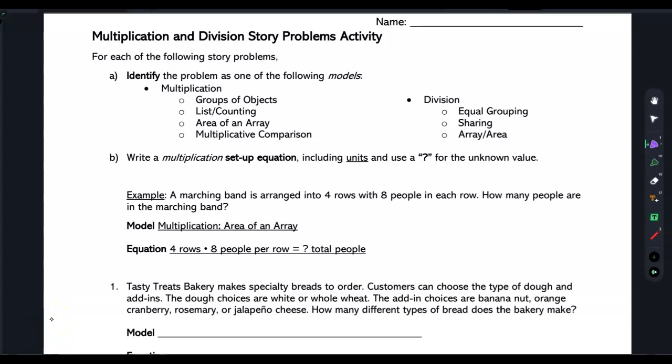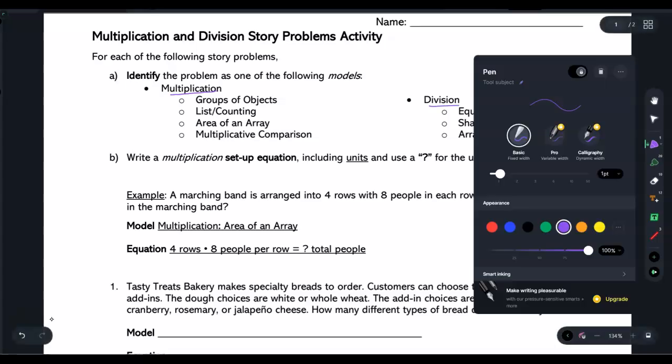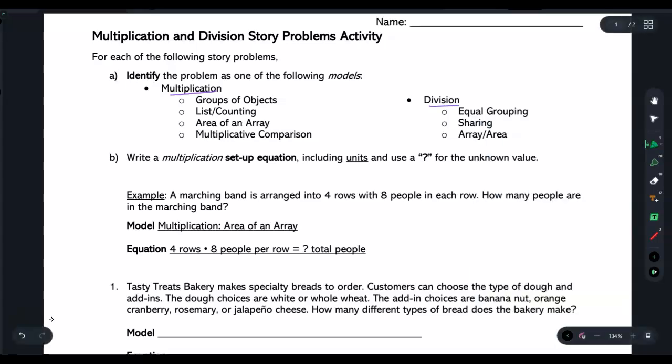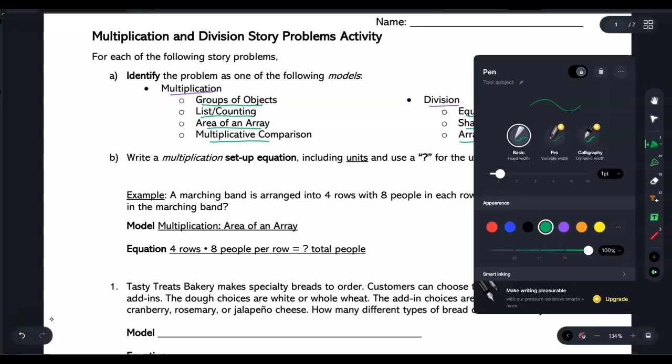For this activity, we are not going to draw pictures or actually solve our problems, but we are going to look at several examples of both multiplication and division story problems. We're going to identify first whether it's multiplication or division, and then also identify if it's multiplication, is it groups of objects, lists, counting, area of an array, or multiplicative comparison. Those were our 4 models for multiplication. Or if it's division, is it equal grouping, sharing, or array area? And then we're also going to write our setup equation for each of these problems.